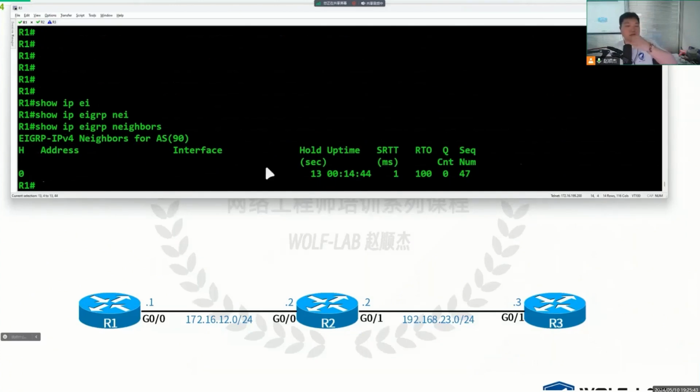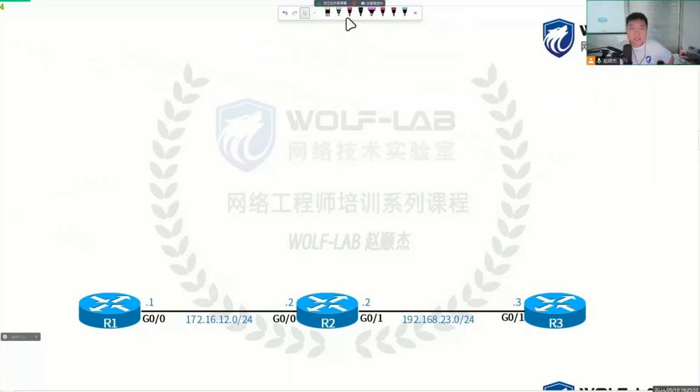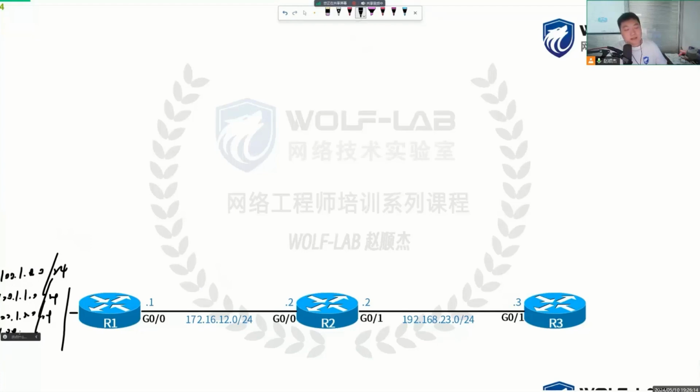Now, in this situation, let's explain how to reduce the EIGRP query scope. Suppose R1 announced 4 routes: the 100.1.0.0/24 route entry, the 100.1.1.0/24 route entry, the 100.1.2.0/24 route entry, and 100.1.3.0/24. Suppose R1 announced these 4 detailed routes to R2 and R3.